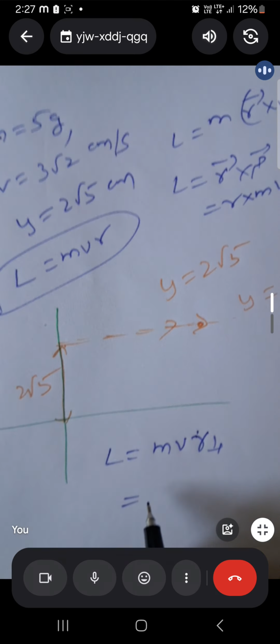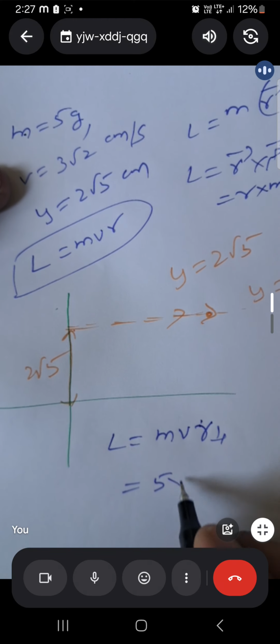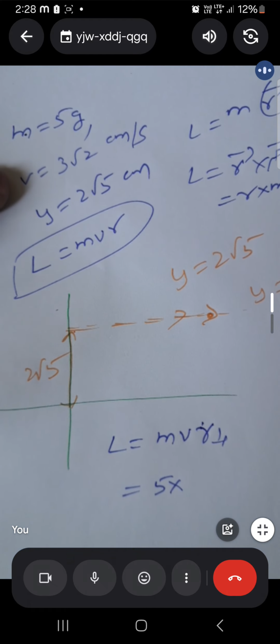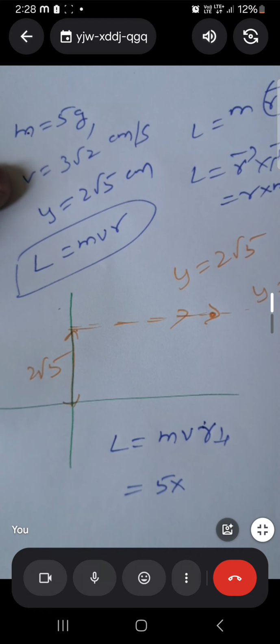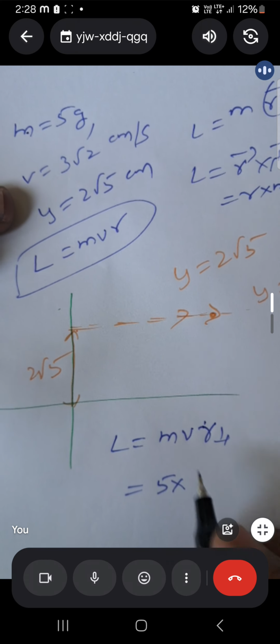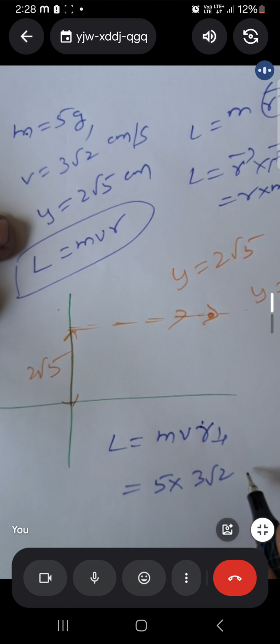Given that, what is the mass? Mass is 5 grams. Let's take the units in CGS, since the options are in gram centimeter square. So mass is 5, and what about velocity? 3 root 2. And what is the perpendicular distance? That is 2 root 5.